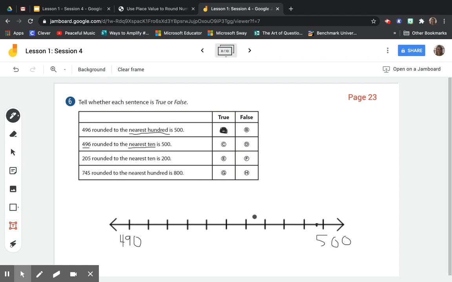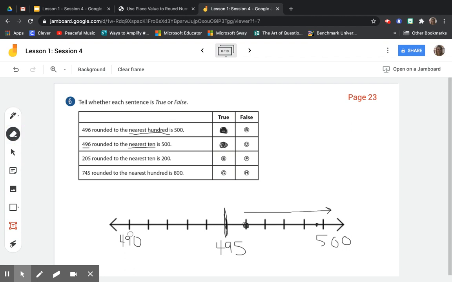All right, so let's see. I'm going to cut this in half because I like that. I'm going to be at 495. So I'm looking at my tens, 490 and 500. So if I have 496, it's past halfway. I'm going to round it up. This one is also true.